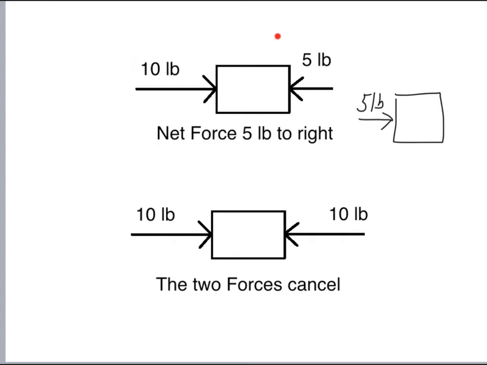This situation here with the 10-pound and 5-pound forces is completely equivalent to that, because the box is going to slide the same way in this situation as it would in that situation. So the net force is 5 pounds to the right. And let me say again, we're talking about vectors, and vectors have direction.